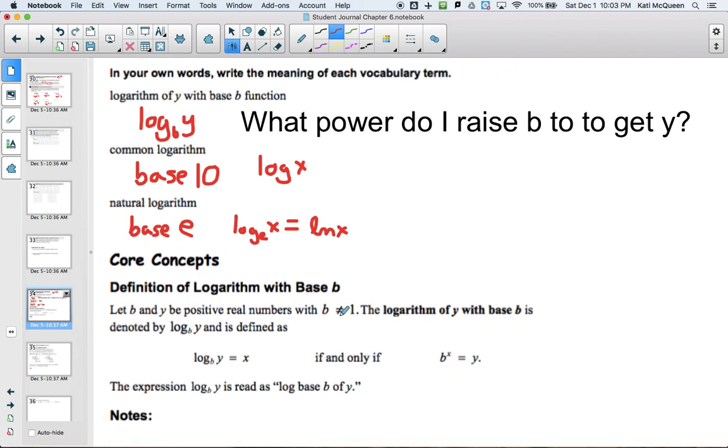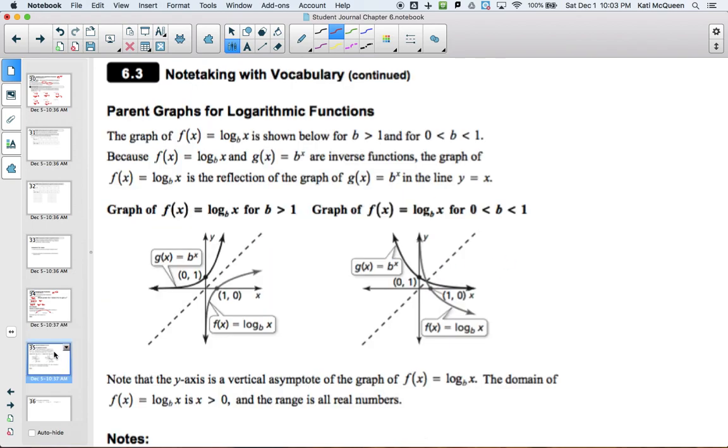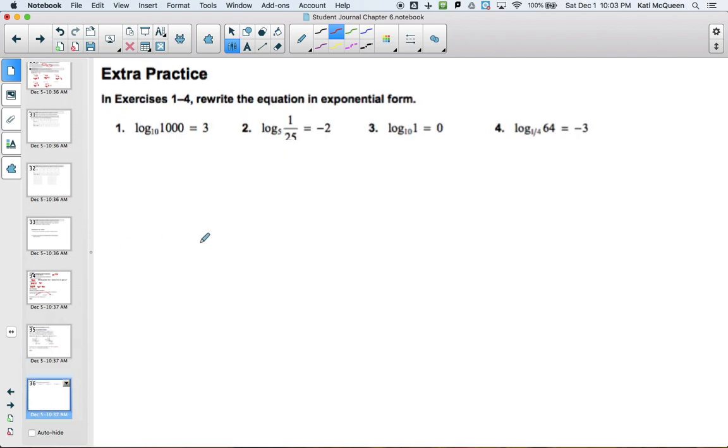Okay, so moving down here to the core concepts, this is just looking at that rewriting that we did. Okay, so this is what we wrote based off of this. So this is log form, this is exponential form. So kind of our big goal today is getting comfortable going back and forth between those two forms. Okay, so we're going to go over to the extra practice on the next page then.